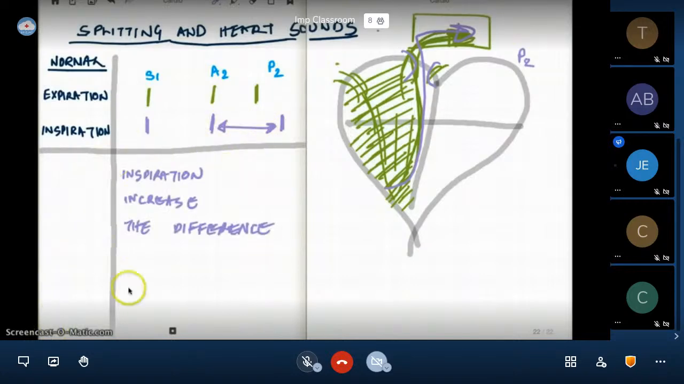So now we can say that inspiration is really causing the difference in the split, and we can actually hear the heart splitting during a normal inspiration. So this is a normal state. It should not happen all the time. You should only hear the split when you're taking deep breaths. If you're hearing it at a normal time, that is pathological and that is not normal. You should not hear it in normal heart sounds, in a normal breathing pattern.